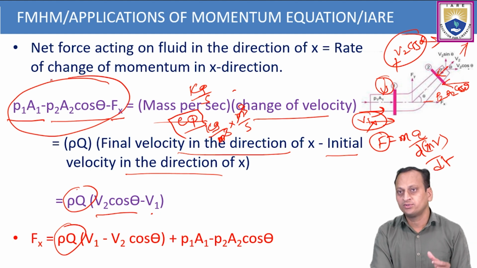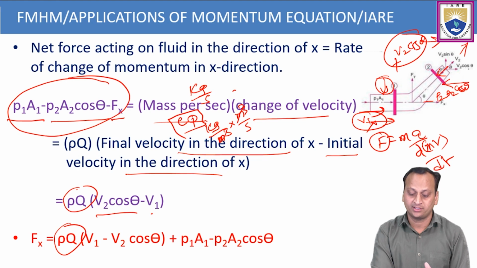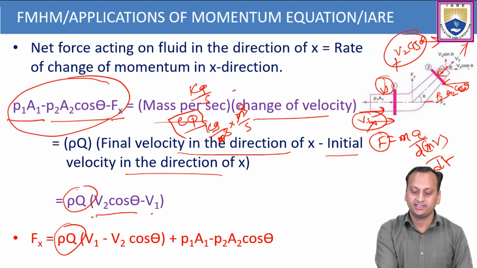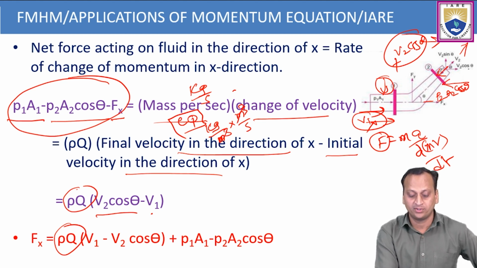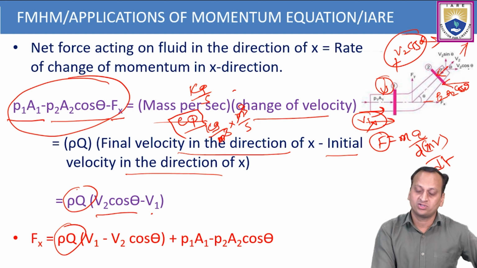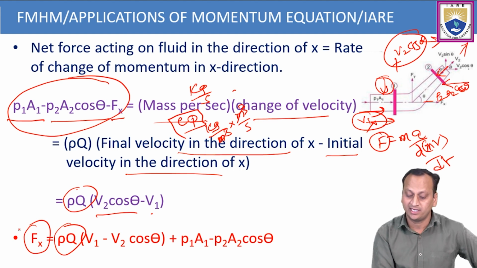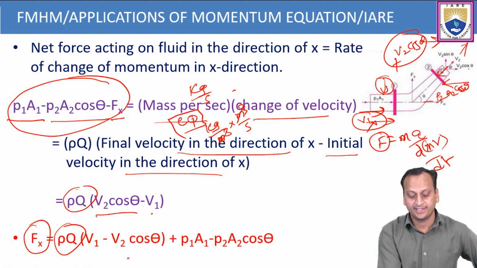minus Fx. This is the net force acting on the two sections in the x direction, which equals the rate of change of momentum: rho Q, the density of the liquid times the rate of flow, into V2 cos theta minus V1, final velocity minus initial velocity. So from this, the resultant force along x, Fx, becomes rho Q (V1 minus V2 cos theta) plus P1A1 minus P2A2 cos theta. So this is about x.